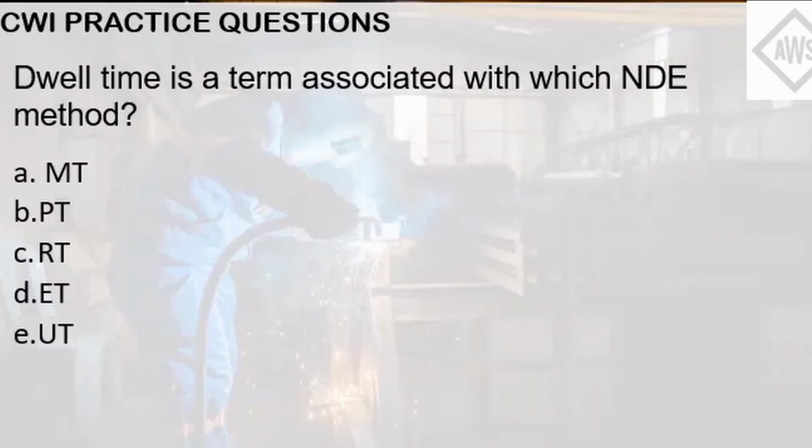Dwell time, by definition, is the total time that the penetrant or emulsifier is in contact with the test surface, including the time required for application and the drain time. This is not applicable for any other tests mentioned in the choices. Hence, the answer here is letter B, PT.